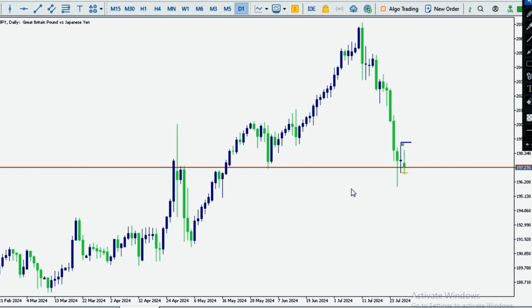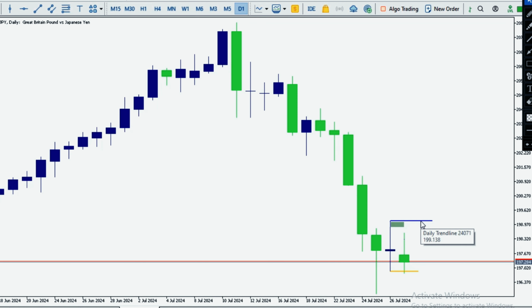Let me zoom into daily. This is the daily candle. I always like trading using the daily candle. As you can see right there, this daily candle hasn't been broken below and hasn't been broken above, so it's trading in a range of the daily candle.